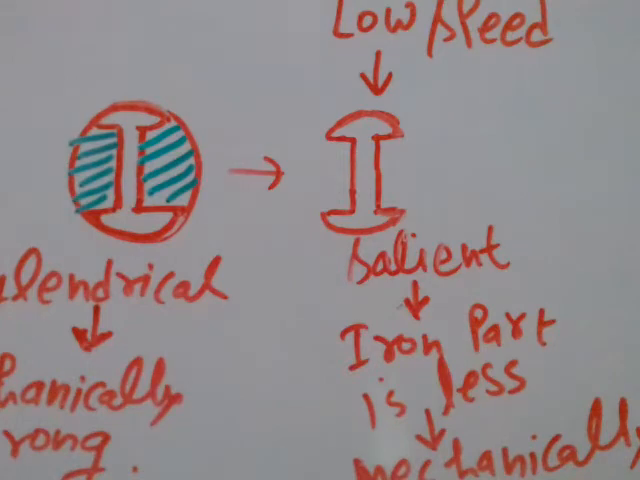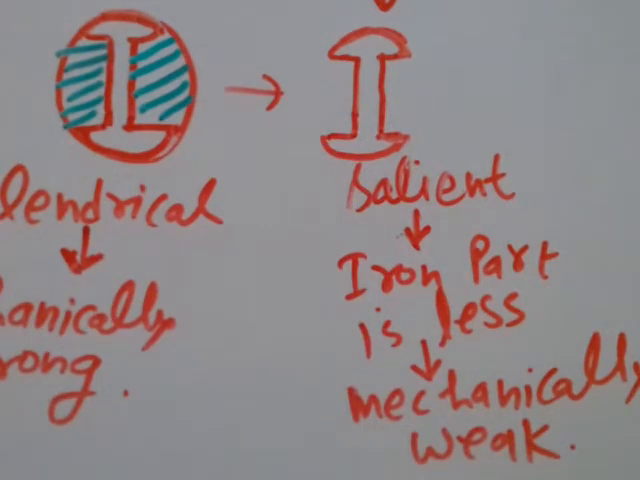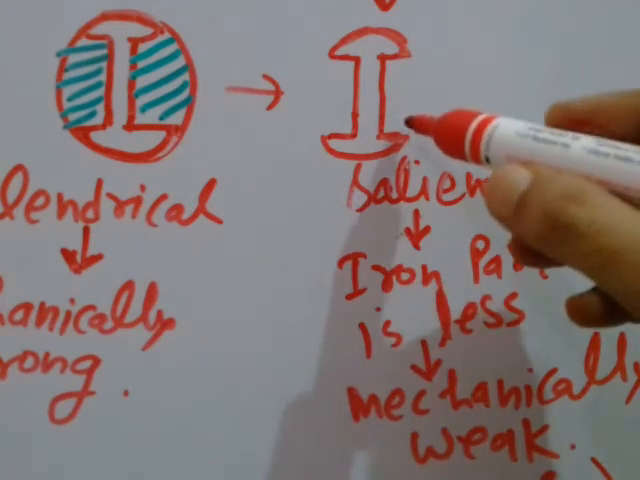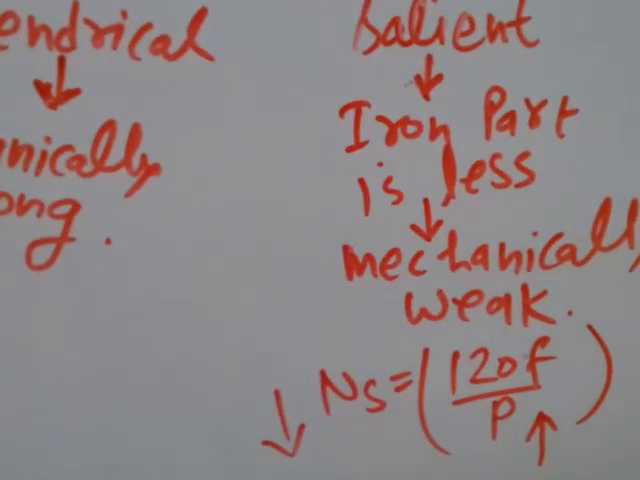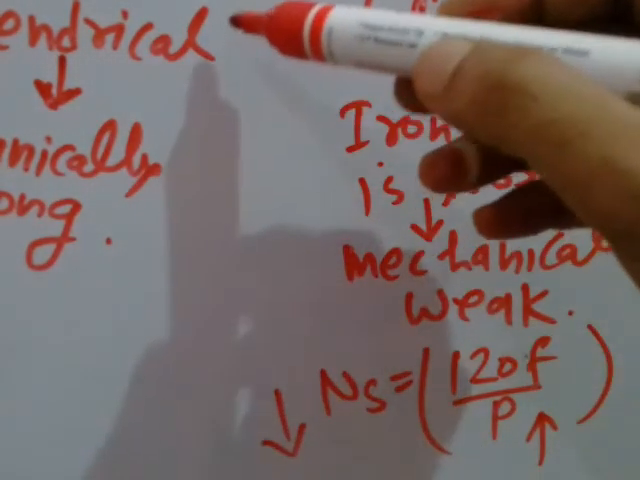So you understand? If the speed is low in the salient pole structure, then tell me, will the number of poles be more or less? Just recall the basic equation, Ns = 120f/P, right? Speed and number of poles are inversely related. So if you are using this salient pole for low speed application, that means the number of poles will be high, right? See here, the number of poles will be high because you are using the salient pole for low speed applications.